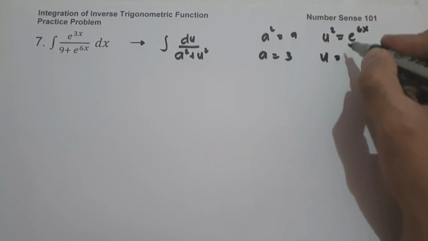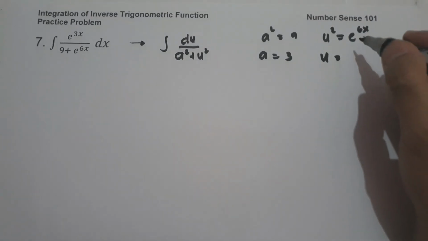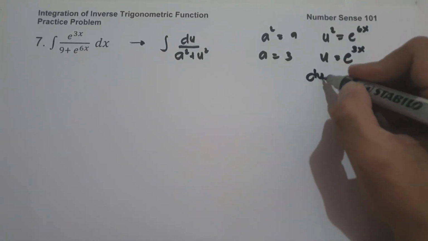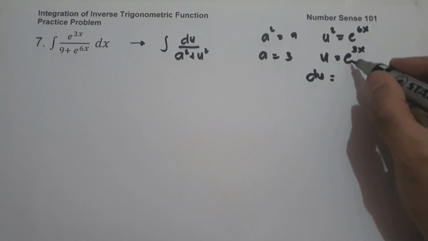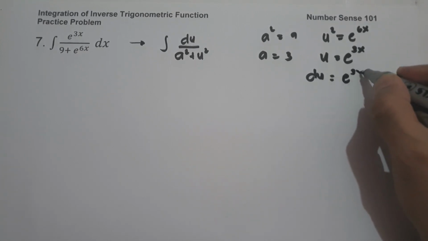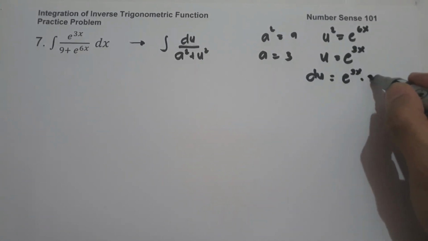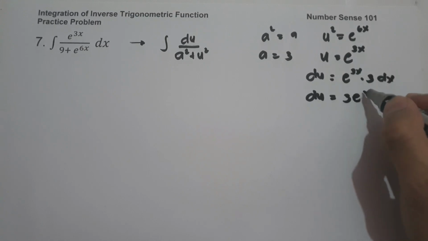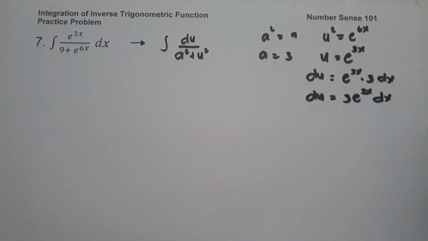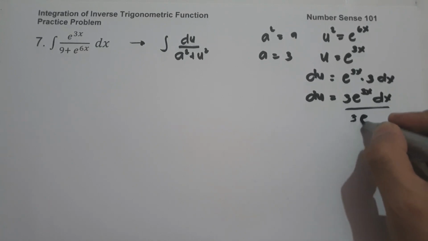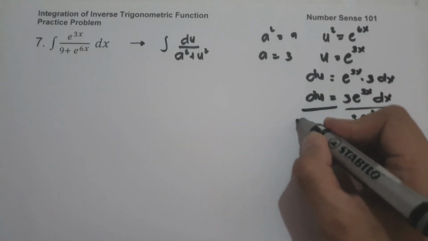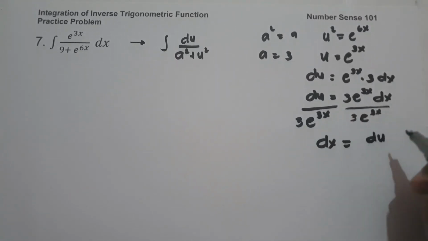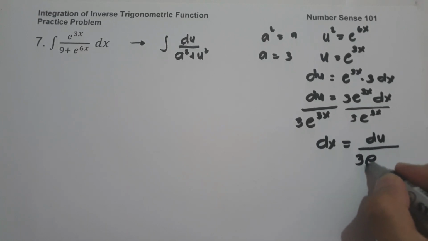And the value of u, so let us take the square root of both sides of the equation. So the square root of e raised to 6x, that is e raised to 3x. And du, this will be the derivative of e raised to 3x, that is e raised to 3x, times the derivative of 3x, that is 3 dx. So this will be du equals 3 e raised to 3x dx. So let us divide both sides by 3 e raised to 3x. So dx will be du over 3 e raised to 3x.